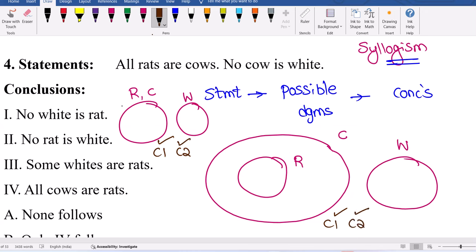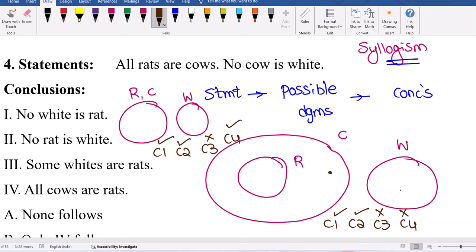Third conclusion. White and rat not connected. Wrong. Fourth conclusion. All cows are rats. Correct here. Here this part of cow is not available in rat. Fourth one wrong here. See, the conclusion which is true in all diagrams.